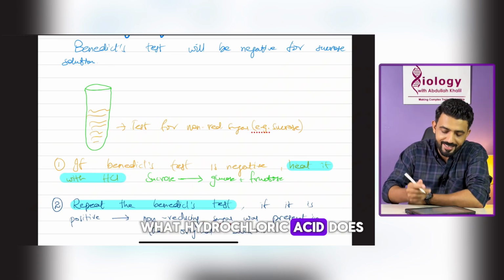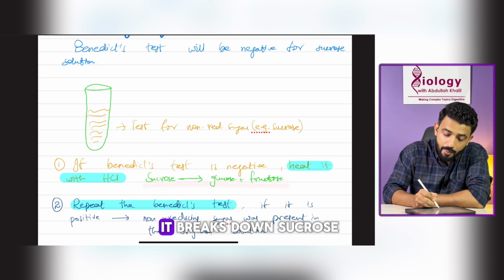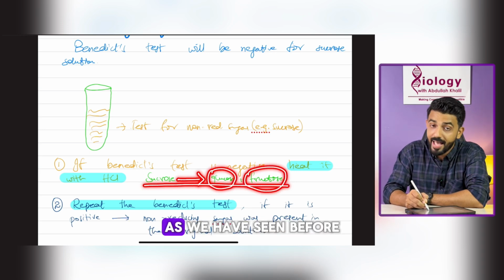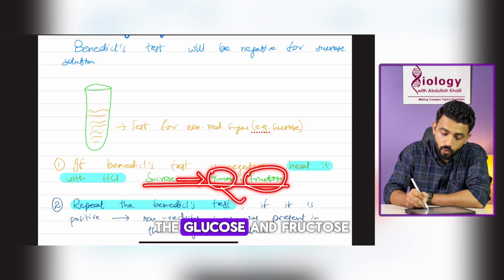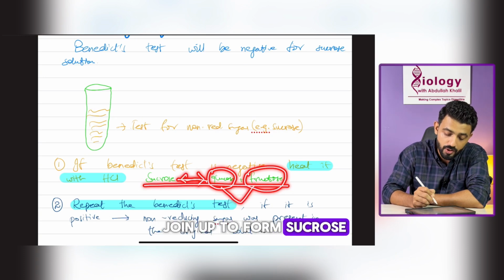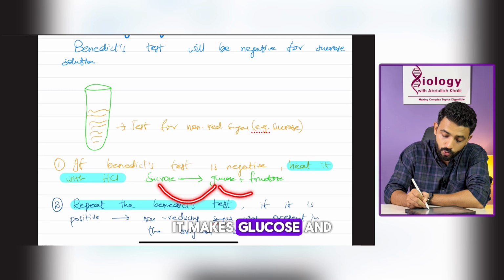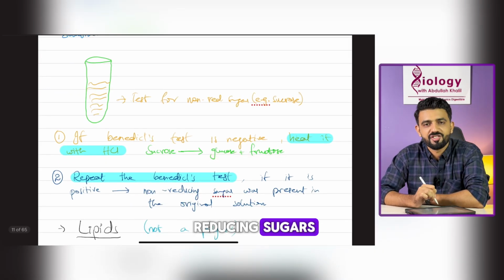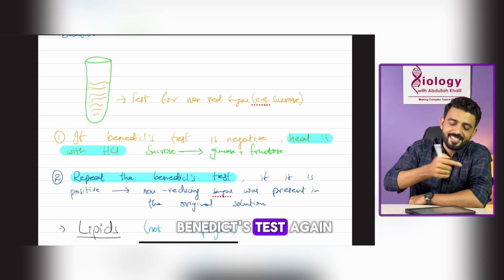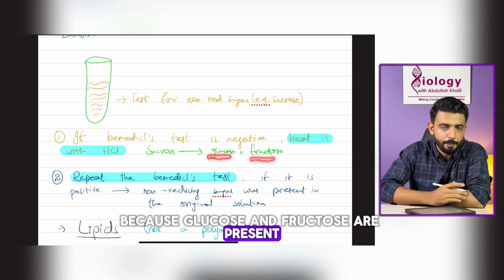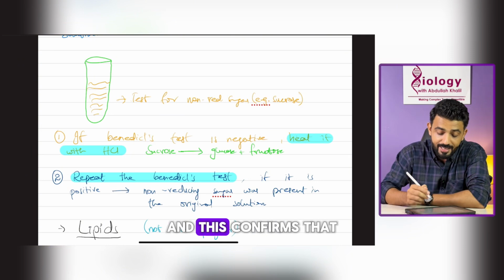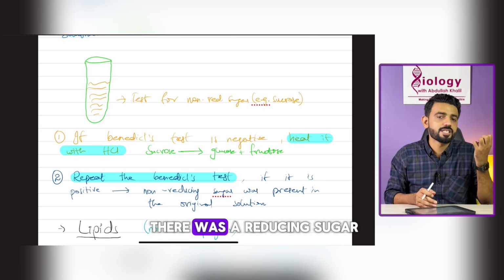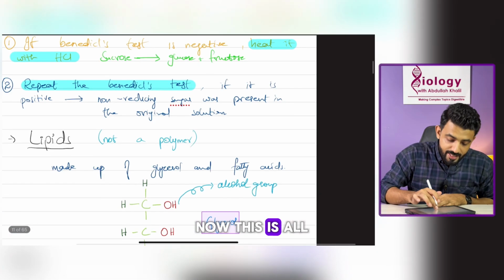What hydrochloric acid does is essential for this. It breaks down sucrose into its components, which are glucose and fructose. As we have seen before, glucose and fructose join up to form sucrose. So when sucrose is broken down, it makes glucose and fructose, again the components, both of which are reducing sugars. Now you do the Benedict's test again. Because glucose and fructose are present, it would be positive, and this confirms that in the given sample, in the original solution, there was a non-reducing sugar. Now this is all for carbohydrates.